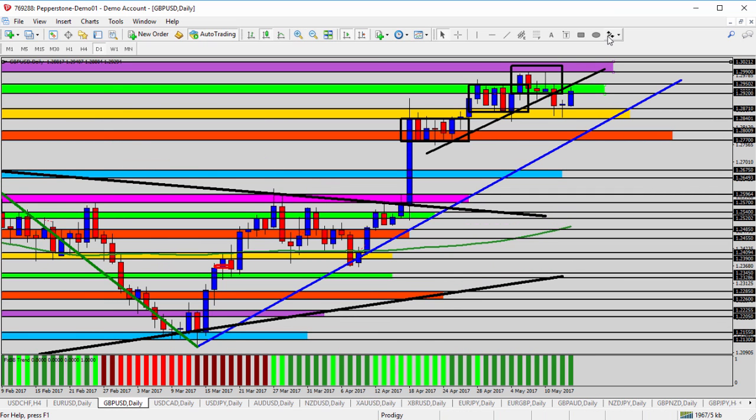I think as long as it stays underneath that green zone today, we may be looking for a turn back lower. If it breaks above the green zone today, we could be looking for another challenge of the purple zone. So very interesting situation here.